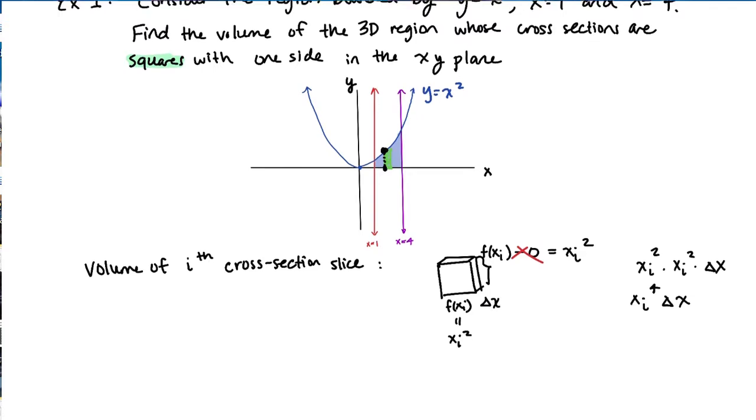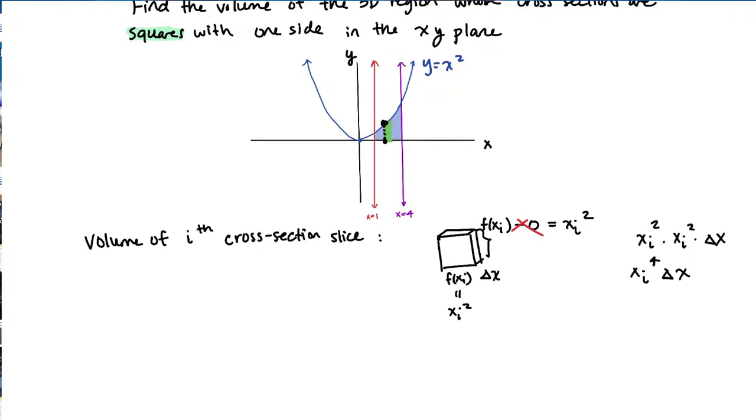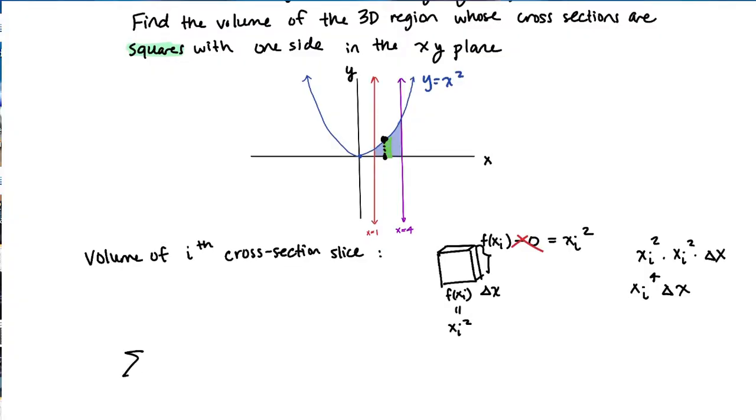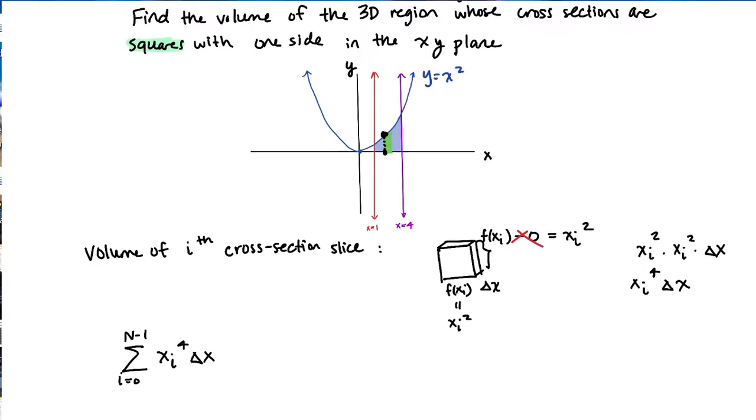And then the last thing when we think about our Riemann sum, we're going to add those up: x sub i to the fourth delta x, i goes from 0 to n minus 1. This is the approximate volume. Okay, and so this means we've added up all the different volumes of a certain number of slices.